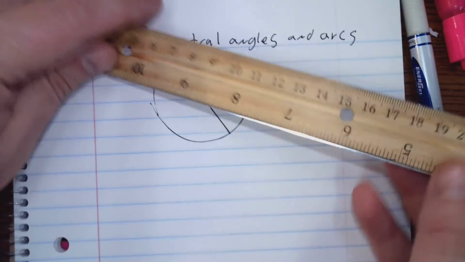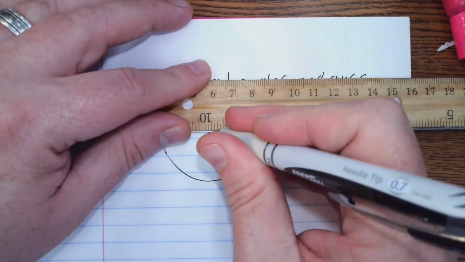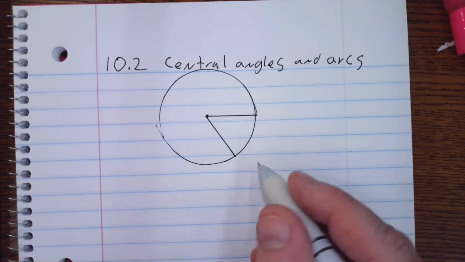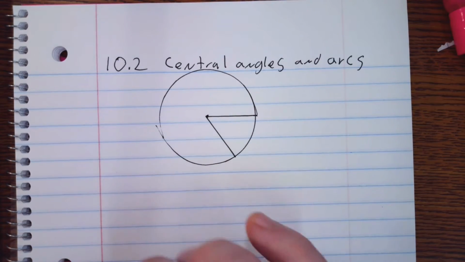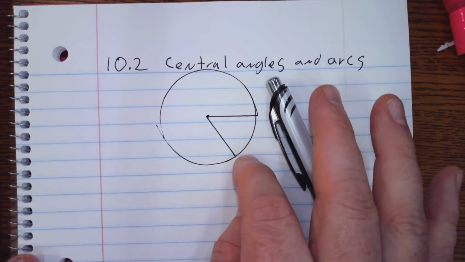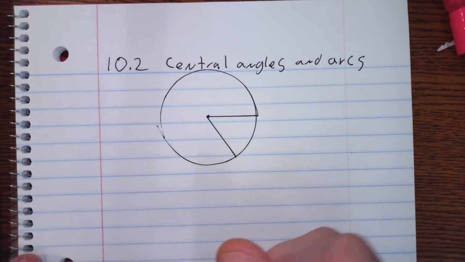So I want to be very clear about the arcs, because people start getting really confused about arcs. And right now we're dealing with degrees. Later on we'll deal with actually the length of it, like in inches, stuff like that. Right now we're just dealing with degrees.